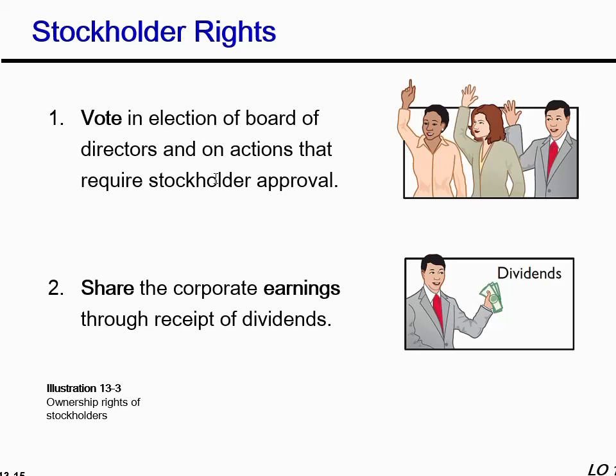Then another right for the shareholders or the stockholders is that they share the earnings of the business. So when the company has net income, the company gives dividend or the distribution of earnings to the shareholders. Distributing earnings to the shareholders is known as dividend.